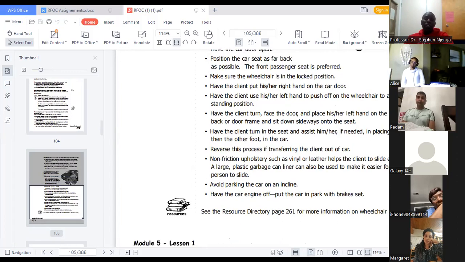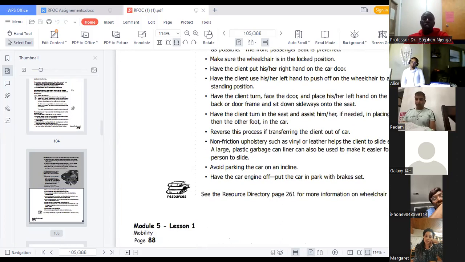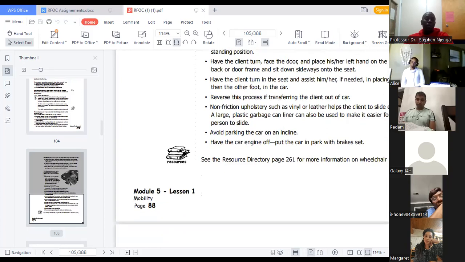So you can see the resource directory on page 261. Any question?